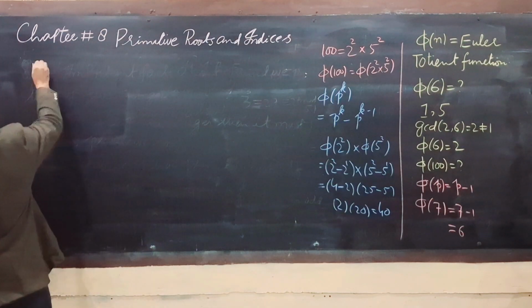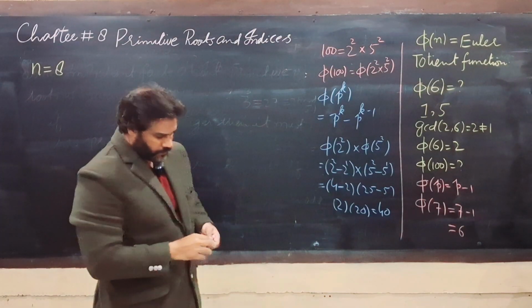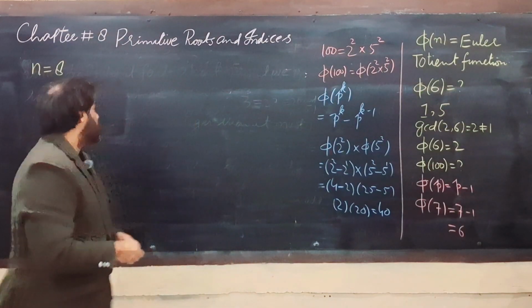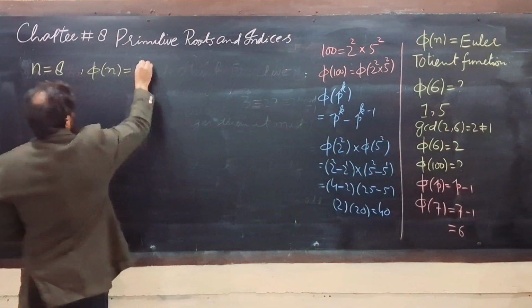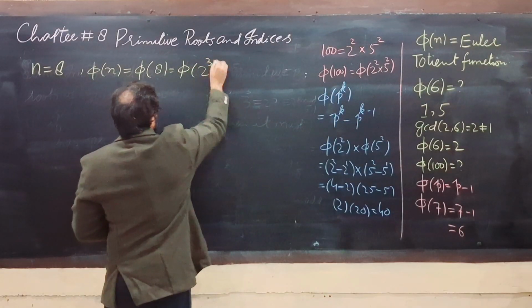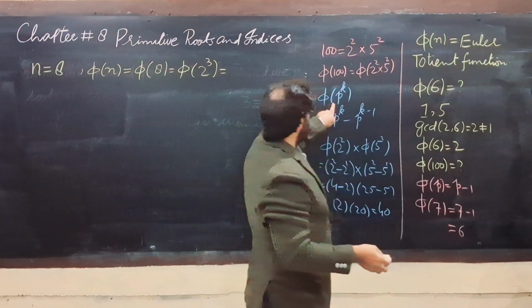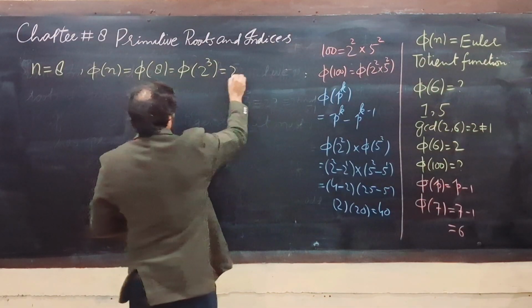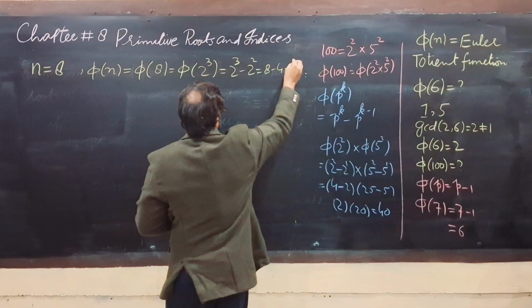take n is equal to 8. My question is to find all the primitive roots of n is equal to 8 if they exist. Firstly, what is the value of phi of n here? Phi of n is simply phi of 8. Prime factorization of 8 is 2 raised to power 3. How can we calculate phi? This is the simple formula. In case your integer is a power of some prime p, this is equal to 2 raised to power 3 minus 2 square, 8 minus 4, this is equal to 4.